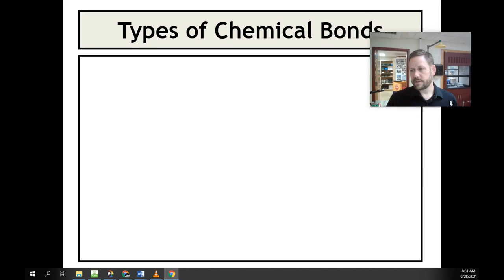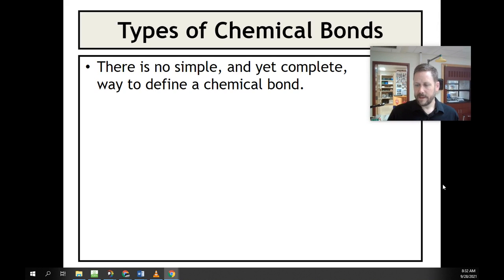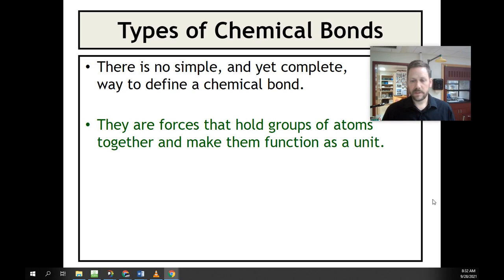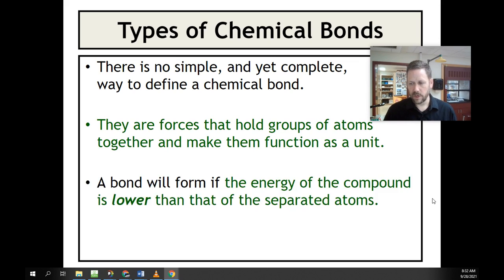So first of all, let's talk about different types of chemical bonds. And the problem is there's no real simple and still complete way to define what a chemical bond is. It should make sense that a bond is a force that holds a group of atoms together and makes them function as a discrete unit. But there is not just one universal definition we can use. We need to think about it a little bit more organically.